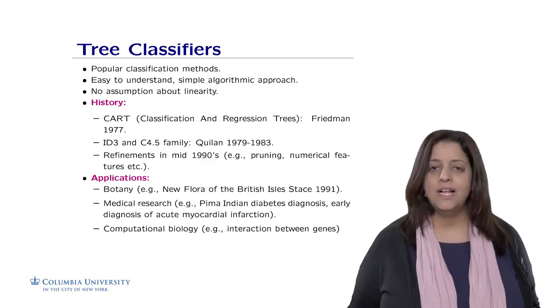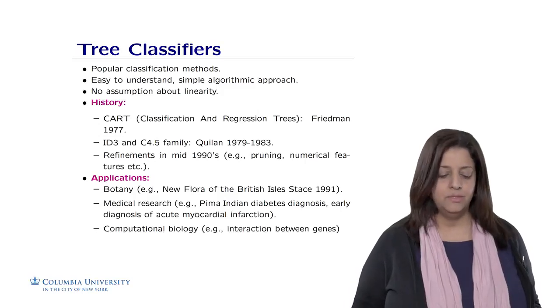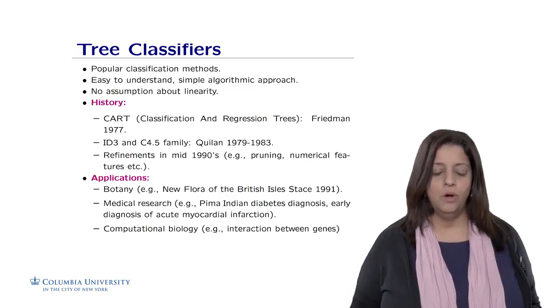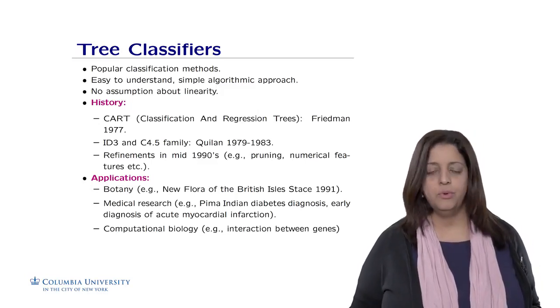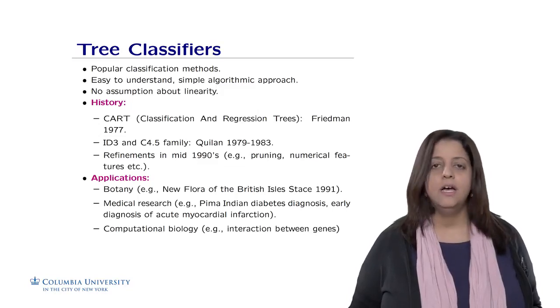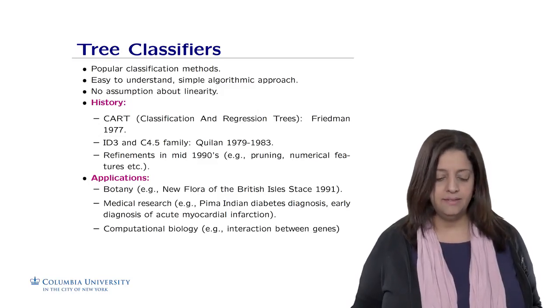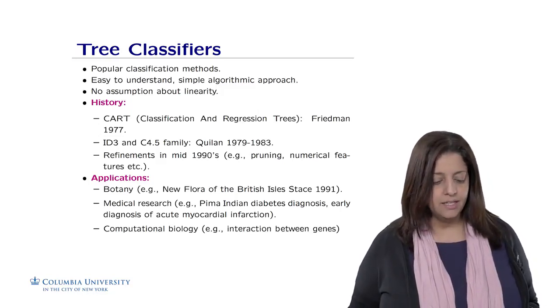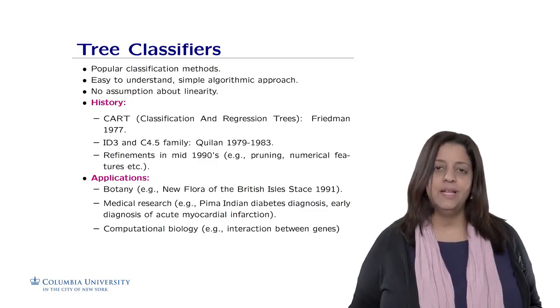Historically, there were two classes of tree classifiers in the literature. They were both invented in the computer science community by Quinlan. There was a whole Quinlan series between 79 and 83 of algorithms, including the ID3 and C4.5 family of algorithms. And also in statistics, such as CART, classification and regression trees, proposed by Friedman in 1977. There were many refinements afterwards in the mid-90s, for example, including pruning and handling numerical features in the Quinlan family of tree classifiers.